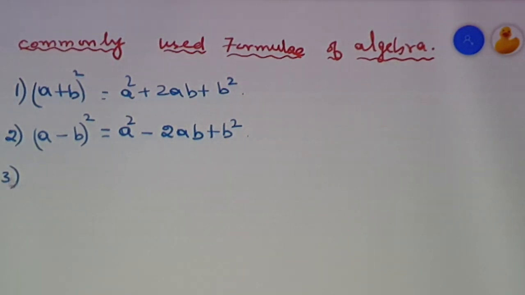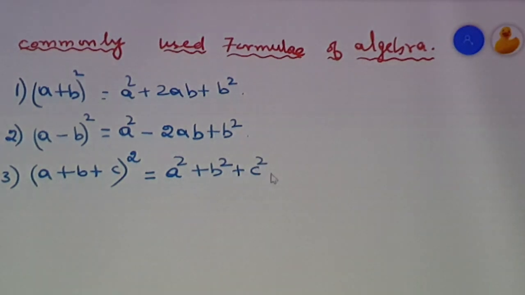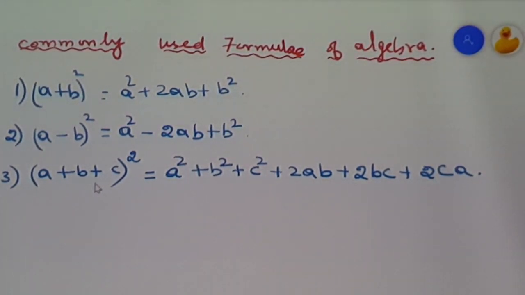What is the third formula? I can consider a plus b plus c. Instead of two terms, if you have three terms, (a plus b plus c) the whole square, then the expansion is a square plus b square plus c square plus 2ab plus 2bc plus 2ca. This is (a plus b plus c) the whole square.